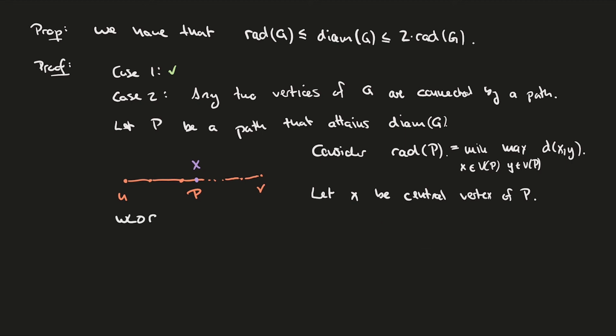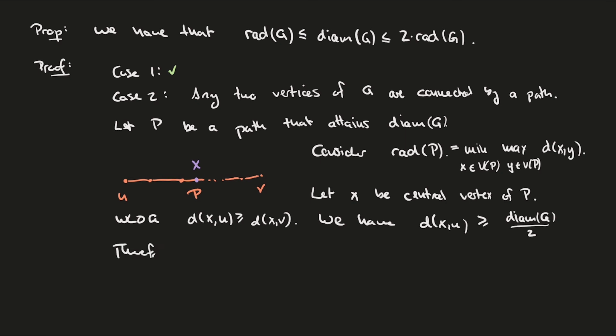To sum up this discussion, we assume without loss of generality that the distance between the central vertex x and u is greater or equal than the distance between x and v. We now have that the distance between x and u is greater or equal than the diameter of G, so that's the length of our path P, divided by 2. In the case where P has an odd number of vertices, we would have an equality. And in the case where P has an even number of vertices, the distance between x and u would be the diameter of G plus 1 divided by 2.